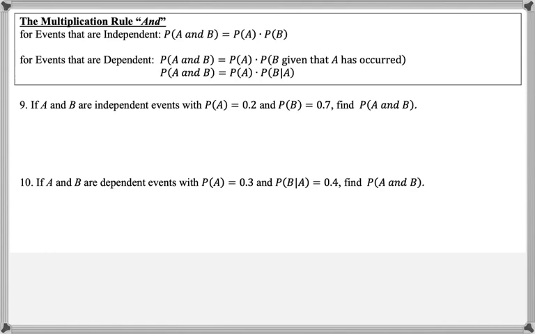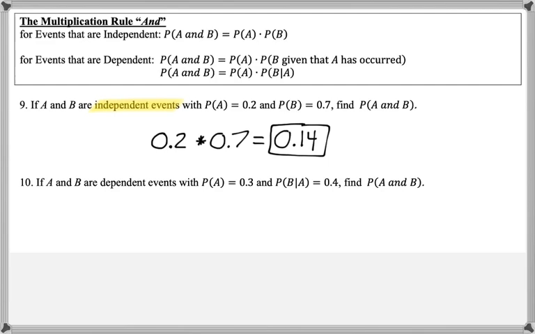If A and B are independent events with the probability of A equal to 0.2 and the probability of B equal to 0.7, find the probability of A and B. So these are independent events, which means we just want to multiply the probability of A times the probability of B. So 0.2 times 0.7, and that will equal 0.14.